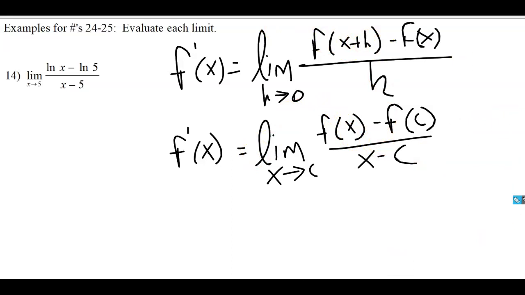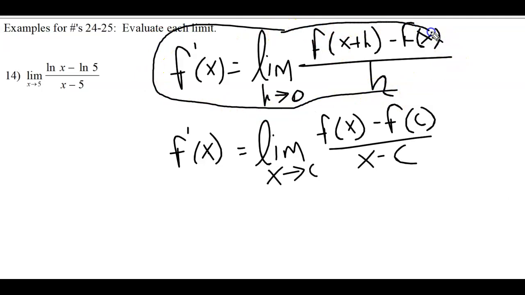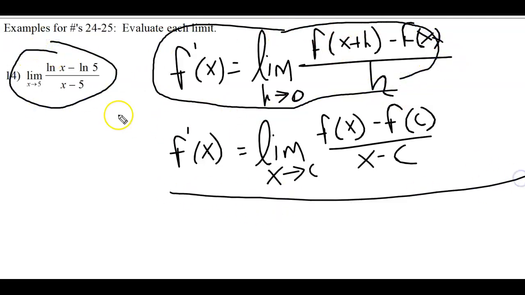The last problem had this format to it. But if you guys look here, this one has more of this format. You can tell because it's not h approaching 0 anymore, right? Instead, they're doing x approaching a number. And the function itself is here, the very first one. So the function we're dealing with is ln of x.